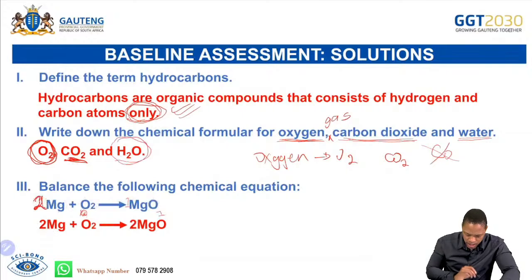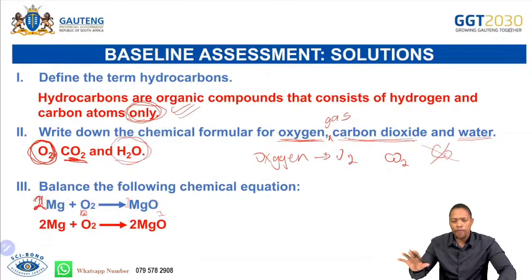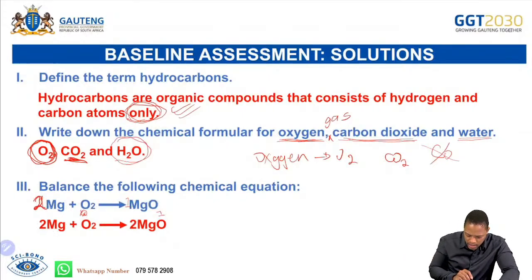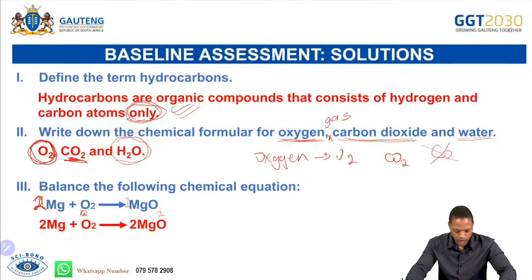If I change this and make it 2, I not only affect magnesium, but I affect the whole equation. Because now I have 2 magnesium, but on that side I have 1 magnesium atom. So the magnesium is no longer balanced. I have 2 oxygen atoms here and only 1 oxygen atom on the other side. The oxygen is also not balanced.